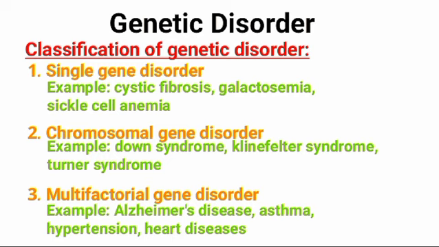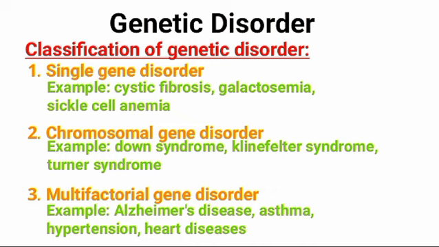In single gene disorder, these disorders involve mutations in the DNA sequence of single genes. As a result, the protein the gene codes for is either altered or missing. Over 4,000 human diseases are caused by single gene defects, for example, cystic fibrosis, galactosemia, sickle cell anemia, and many more.